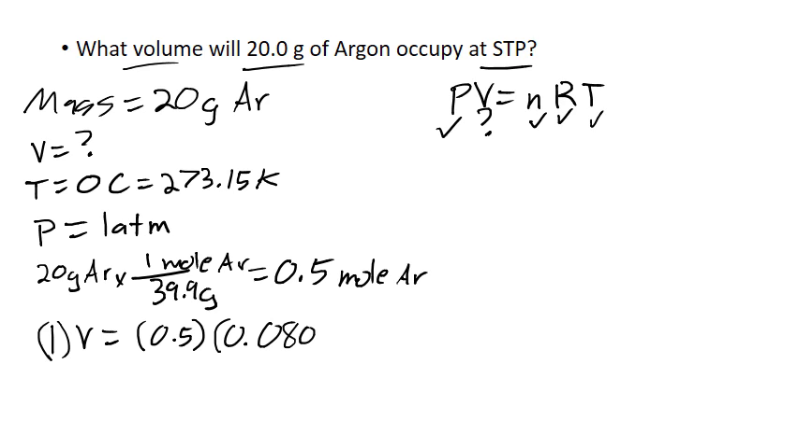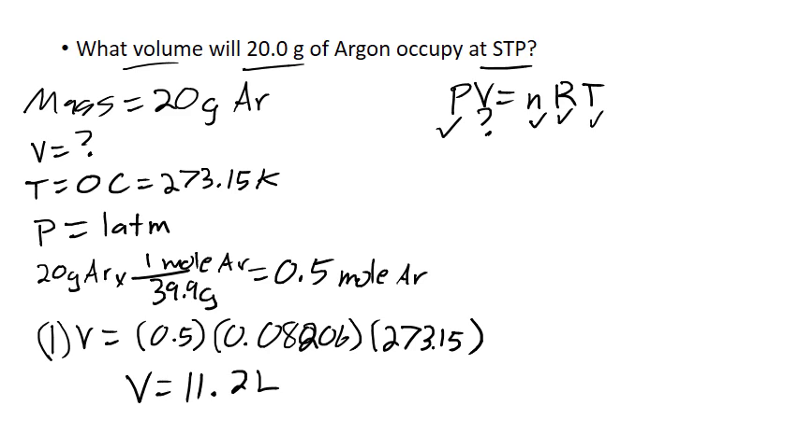The constant is always the same, 0.0821, times the temperature, just standard. And when we do the math for this, it's just 11.2 liters. So that's the volume. This is one way to do it. There's another way to do it, which is a lot easier.